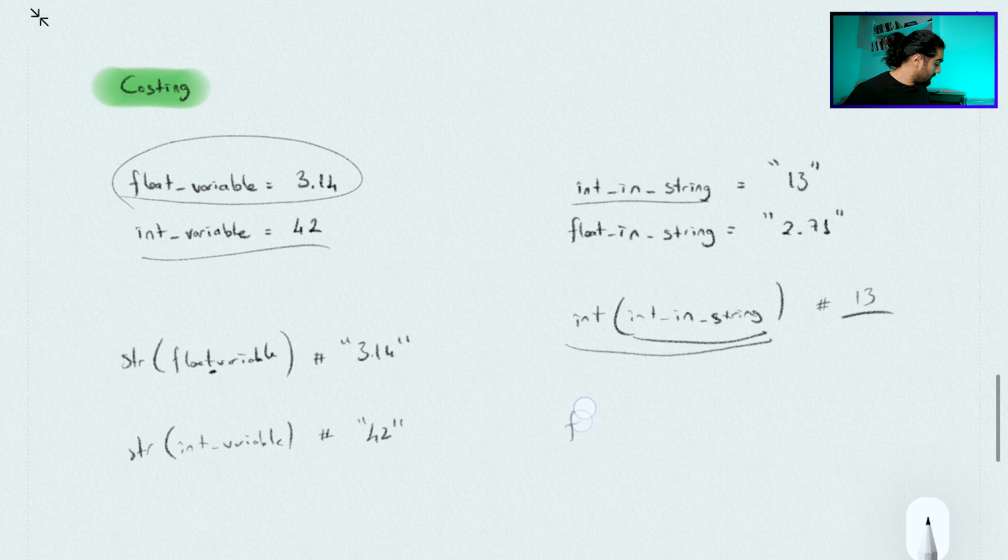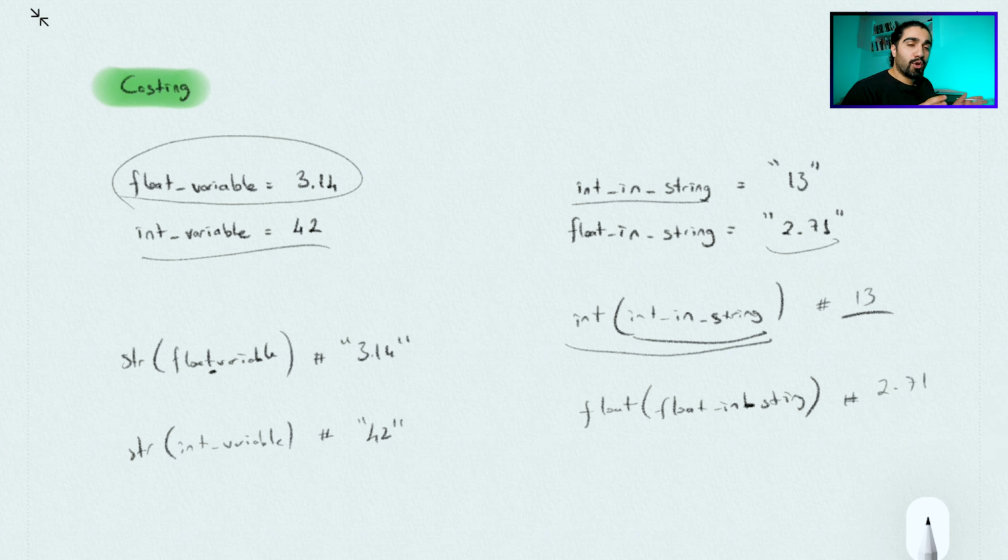And we could also do something like this. I will just say float. So here I have a float in a string. So this is basically a string. And I want to convert it to a float. How could I do that? I will just type float in, okay, string. Sorry about my typing skills. So here we'll get 2.71.